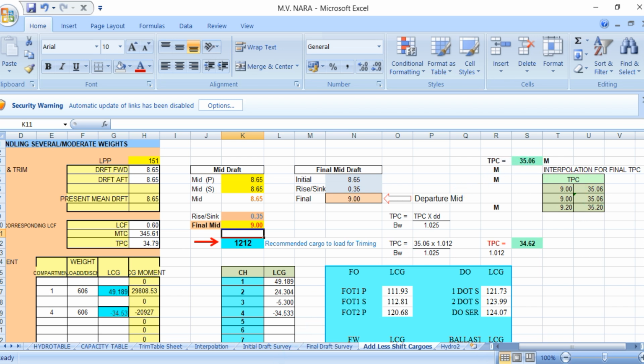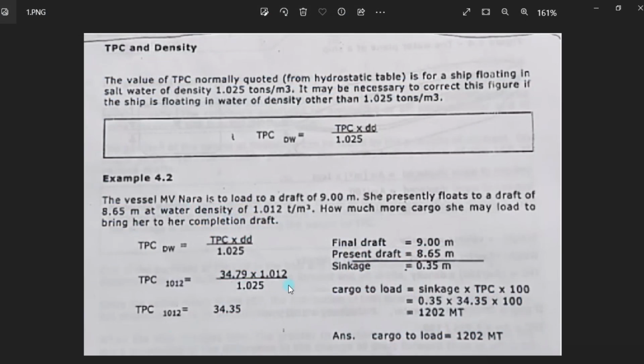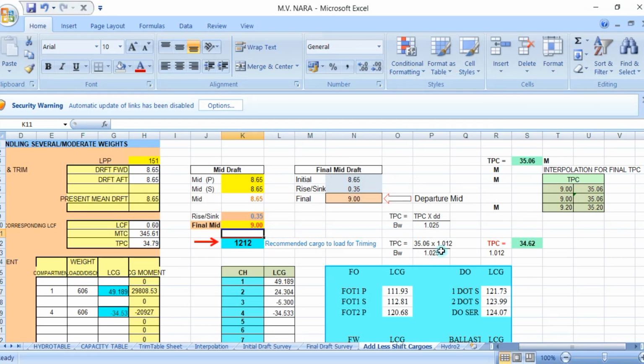So the TPC of 9 meters is 35.06, which is already interpolated. By this formula, TPC times your local density over 1.025: TPC is 35.06 times your local density of 1.012 over 1.025 is your TPC for the density of 1.012. So this is now your TPC.